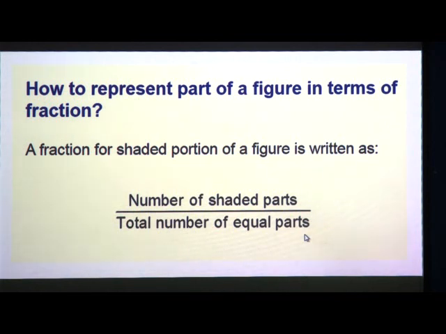Out of 5, there are 5 parts. Out of those, 2 parts are shaded and 3 parts are unshaded. So, how many parts do we have shaded? 2 parts. And how many total equal parts do we have? 5. So, 2 upon 5: the number of shaded parts is 2 and the total number of equal parts is 5. So, the fraction will be 2 by 5.